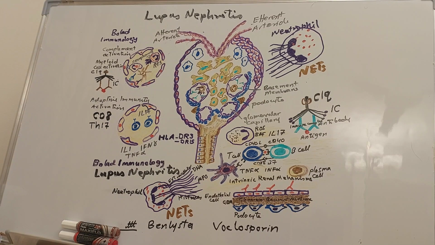Also, another medication known as voclosporin, which is an analog of cyclosporin, has been approved by the FDA for treatment of SLE and lupus nephritis.